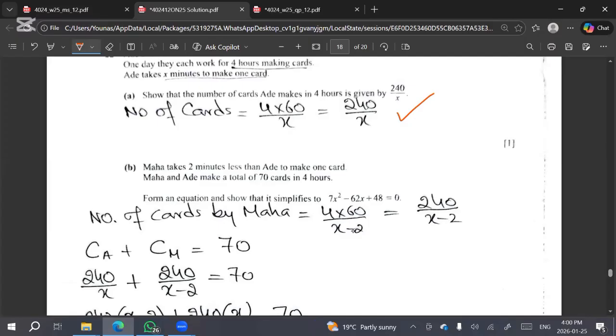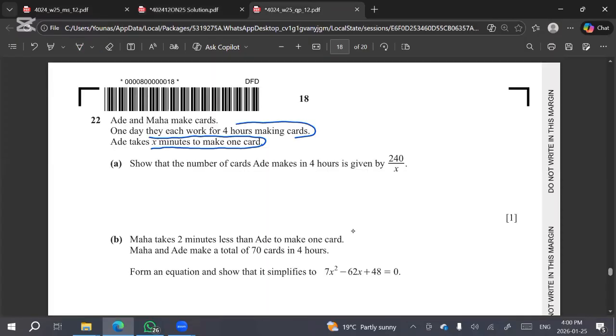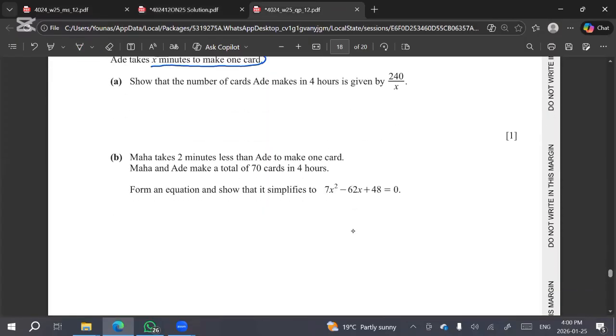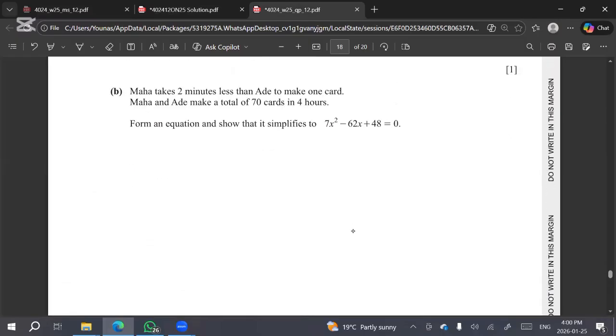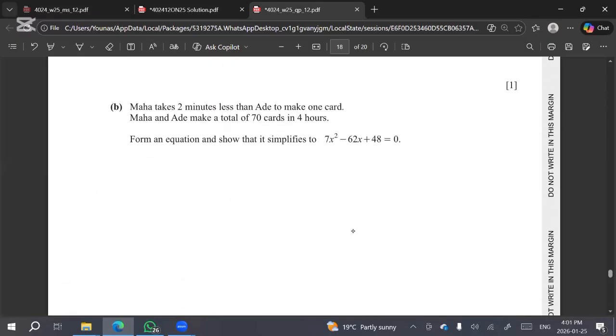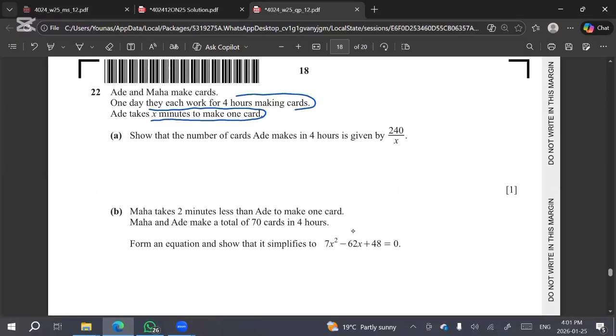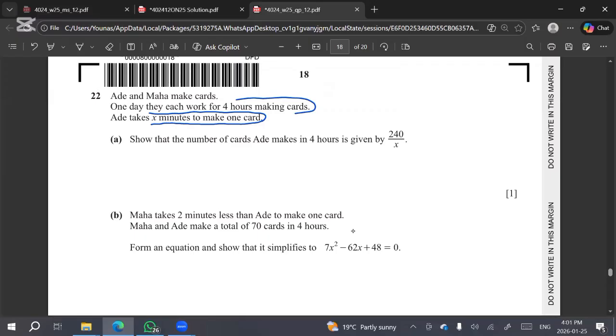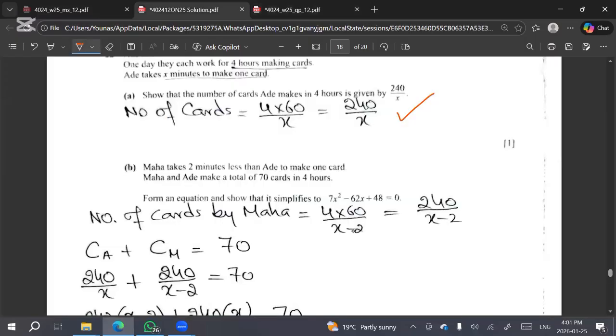Then in the B part, they say Maha takes 2 minutes less than Eddie to make one card. Maha and Eddie make a total of 70 cards in 4 hours. Form an equation and show that it simplifies to this. It's a 4 marks part, and in the B part we have to make this equation. Okay, so let me show you.